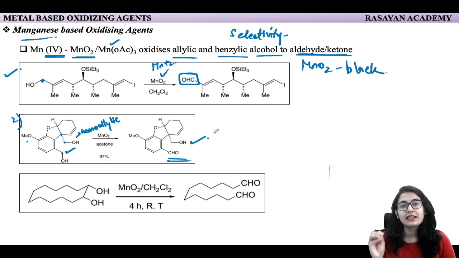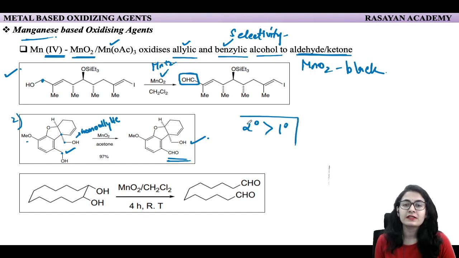So this is the selectivity of manganese dioxide. It will prefer to oxidize allylic and benzylic alcohol over simple alcohols. And also, if there is a choice, it will first oxidize a secondary alcohol more than a primary alcohol. Okay, so this is the selectivity for the MnO2. Alright, that's it. Very simple.